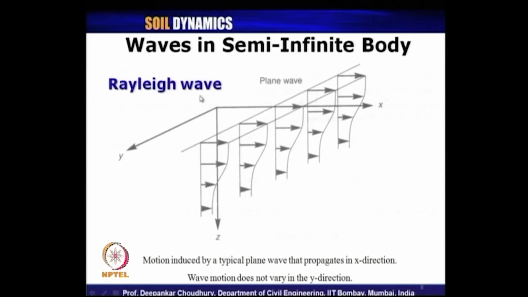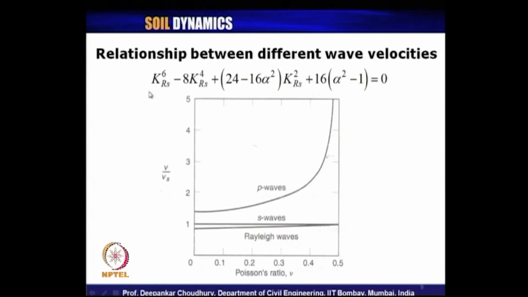Then we have seen waves in a semi-infinite body, that is very close to the ground surface, and with depth it decreases drastically. We call that the Rayleigh wave. It moves in the x direction, and with increase in depth z it decreases drastically, as I said, but there is no variation in the other direction y. And the relationship of the Rayleigh wave with respect to the shear wave, how to compute it, we have seen this is the equation we have to solve, and how the relationship between the P wave, S wave and Rayleigh wave with respect to S wave varies for different values of Poisson's ratio was shown.